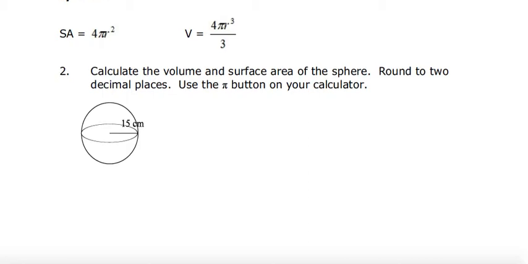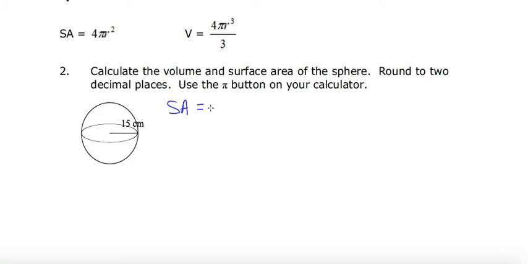We're going to calculate both of these, the volume and surface area. We're going to round to 2 decimal places, and we're going to use the pi button on our calculator. If you don't have a pi button on your calculator, feel free to use 3.14, but I'll show you what it looks like when we use the pi button. So let's start with the surface area.